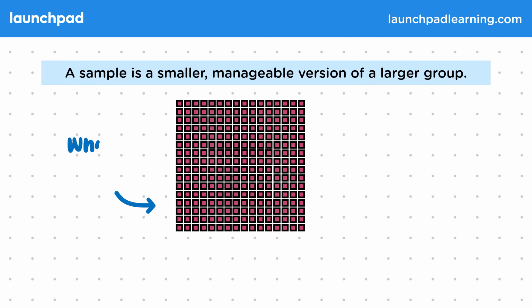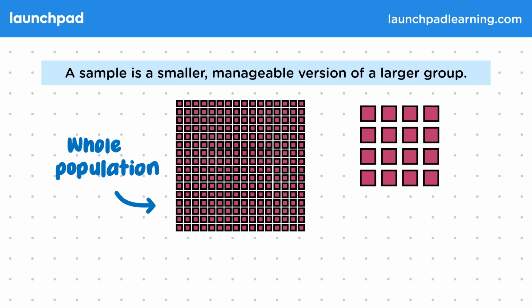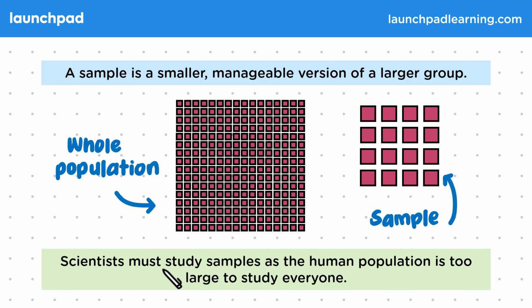This diagram represents a whole population. This smaller group is a sample of the population. So, why do we use samples? Well, scientists must study samples as the human population is too large to study everyone.